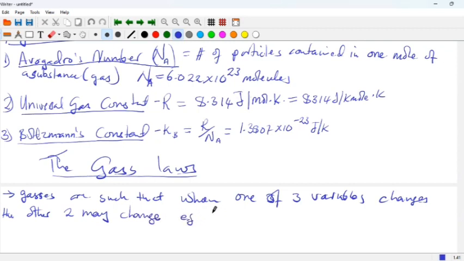For example, we have temperature, volume, and pressure. So when you change the temperature, the volume and the pressure can also change.